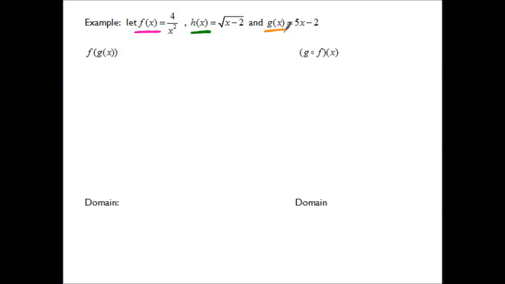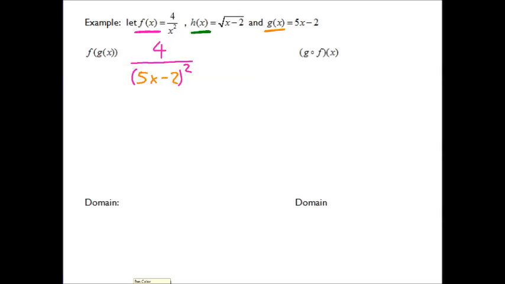So, in the first step, we're supposed to find f of g of x. Well, g of x was 5x minus 2. In other words, the function g does to our x, multiplying it by 5 and subtracting 2. Now that becomes our new input into f of x. And what does f of x do with our input? It takes the input, squares it, and then divides 4 by that value. And here's our composition.